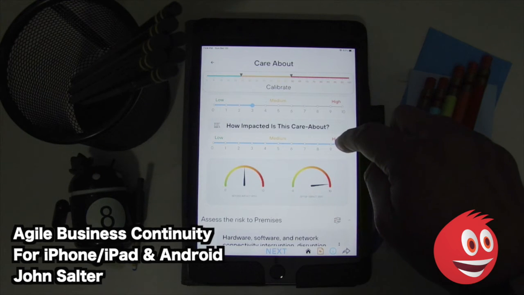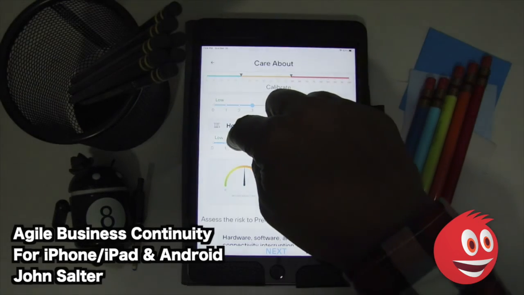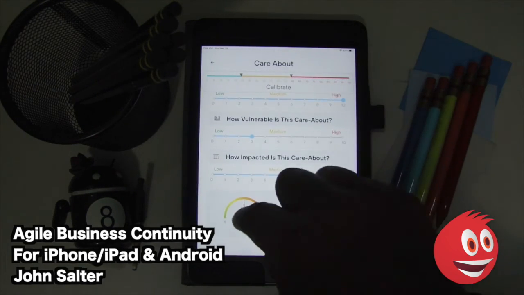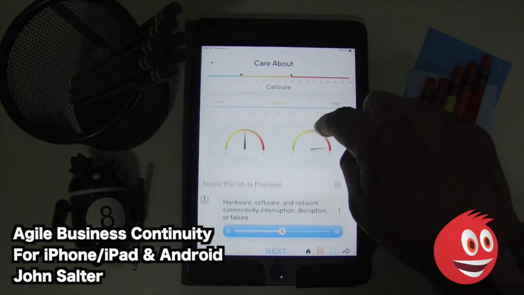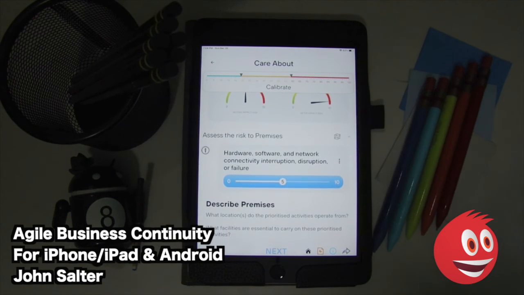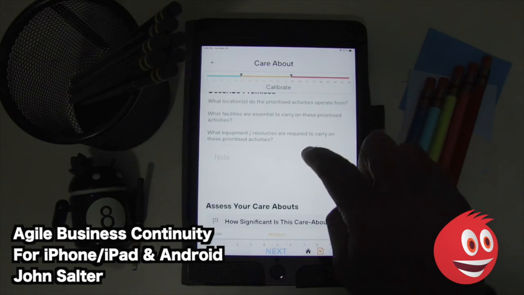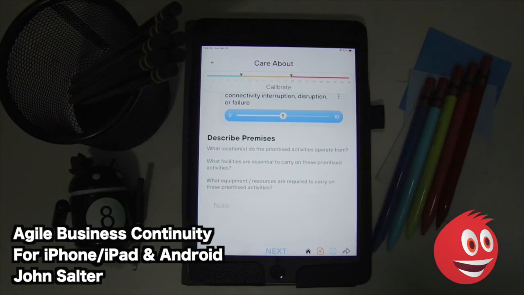Now take a look here. We bring this up, it stays at 10. We bring this down, and the meter goes all the way to 0. So we're thinking about the impact, and again, the before impact risk and the after impact risk. And we have a couple of other items here as well. Describe the premises. We spoke about that. What locations do the prioritized activities operate from? You would consider all of these items here.